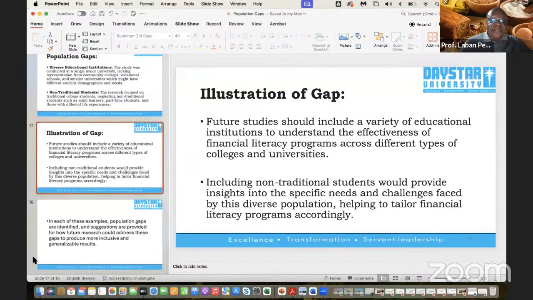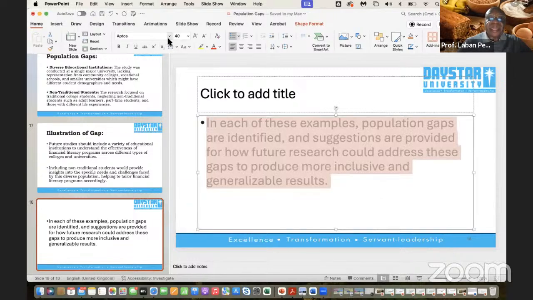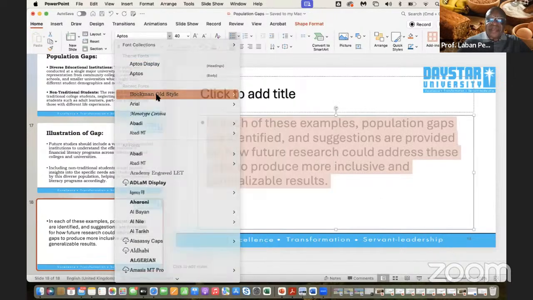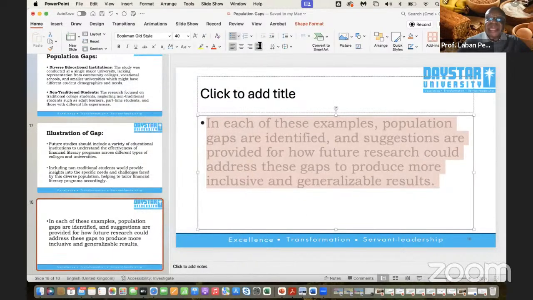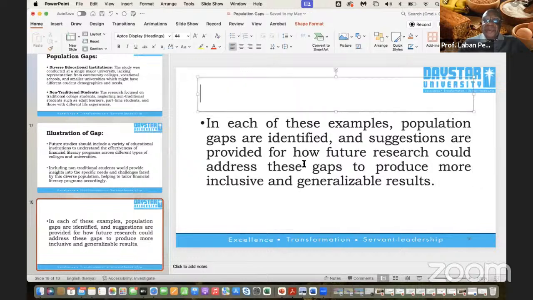I am trying to emphasize population gaps. So what I'm saying here is this. And I want us to be very careful that in each of these examples, population gaps are identified and suggestions are provided for how future research could address these gaps to produce more inclusive and generalizable results. That is an example of a population gap.